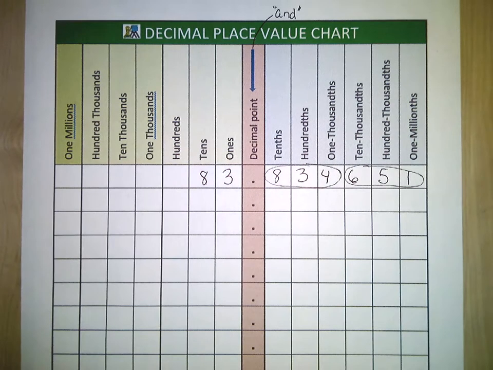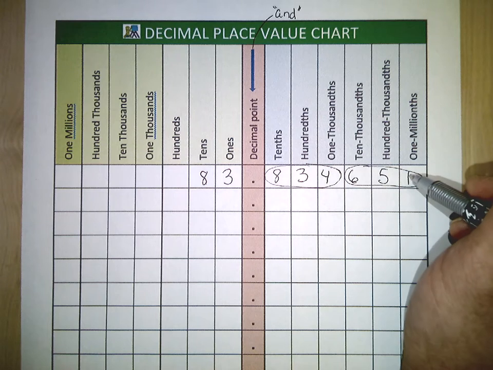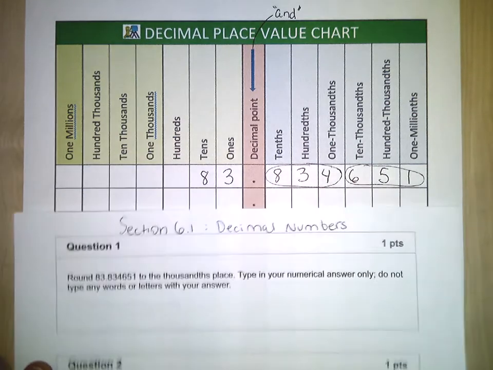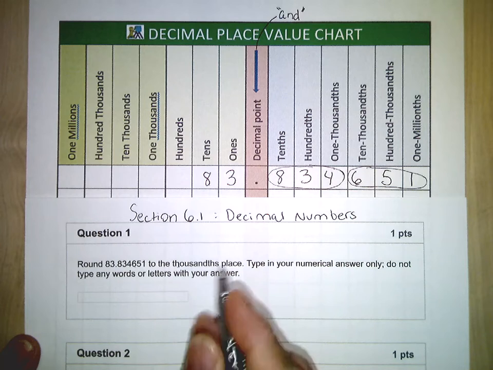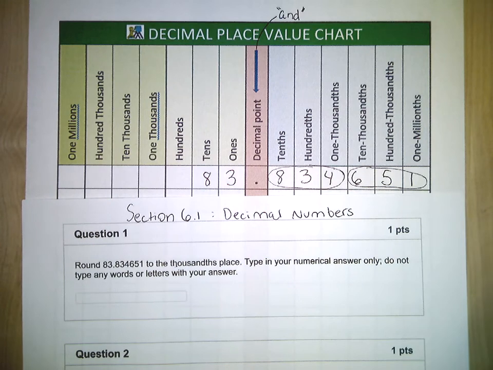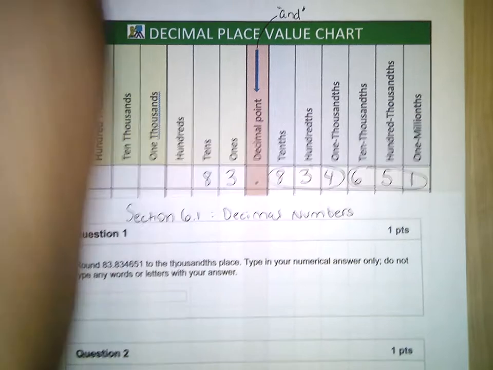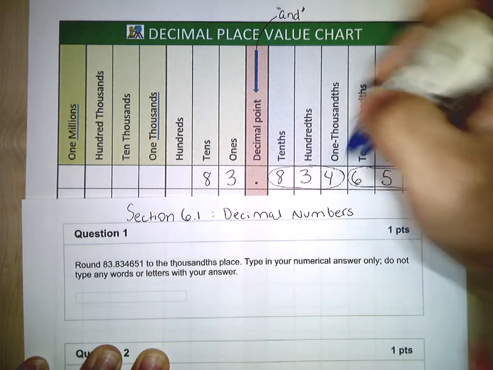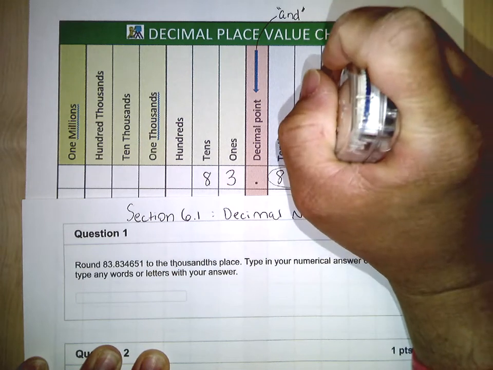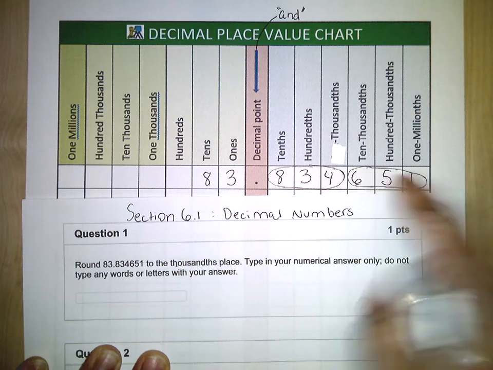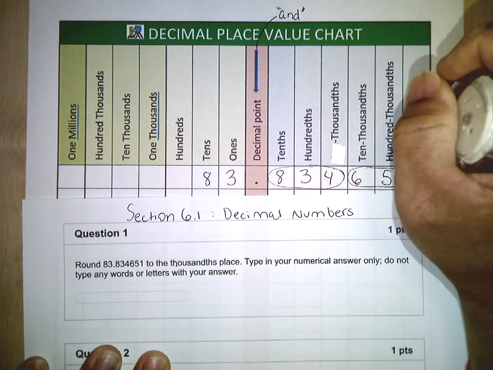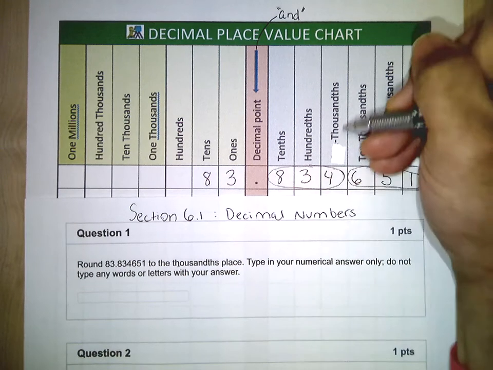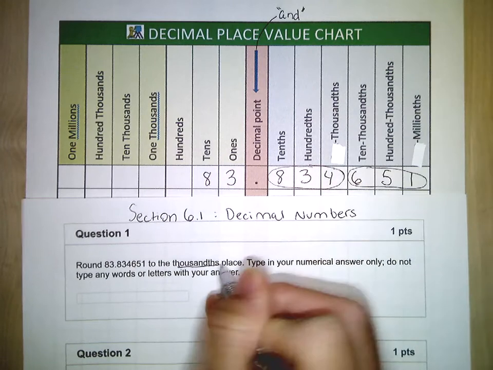All right, so now I will round this to the thousandths place. You can see this chart here, I wrote the decimal values here as tenths, hundredths, and instead of 1,000ths, you can just say thousandths if you want. Instead of 1 millionth, you can just say millionths if you would like to. So here is the thousandths place right here.